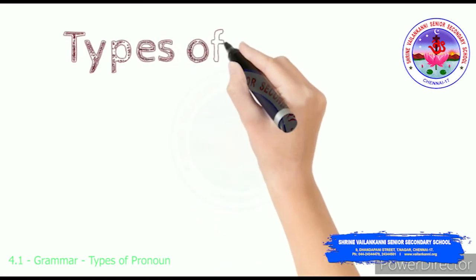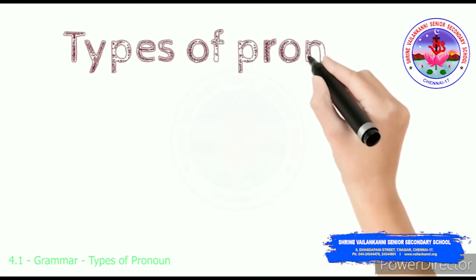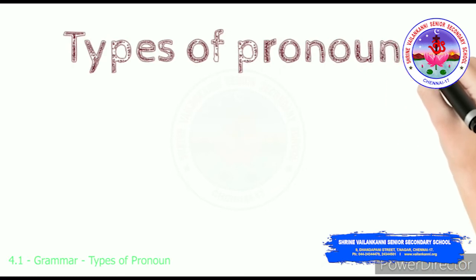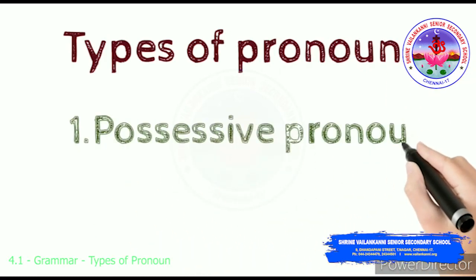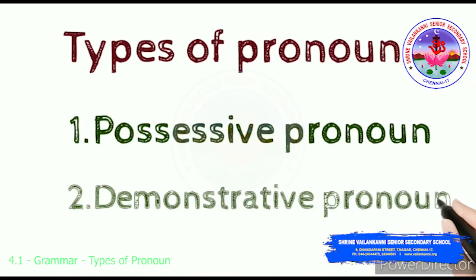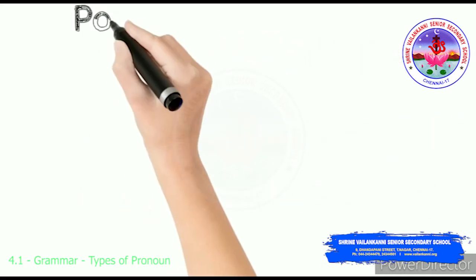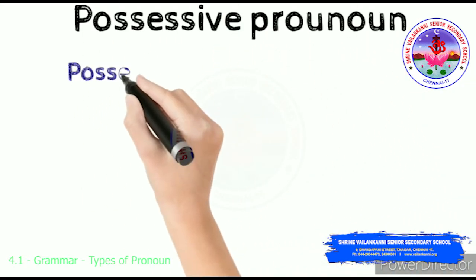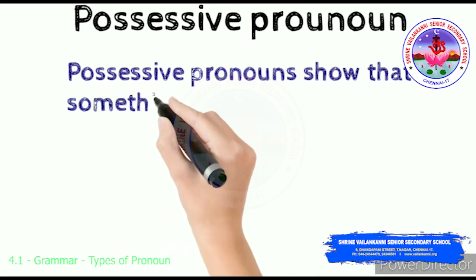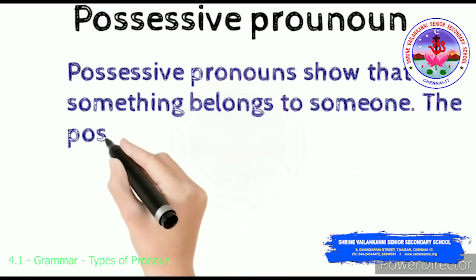Okay, now we're going to see about the types. We are going to see two types. One is possessive pronouns and the second one is demonstrative pronouns. You already studied possessive adjectives and demonstrative adjectives, so it's very easy to learn possessive pronouns and demonstrative pronouns. They are related and the same, but they have little changes in them.